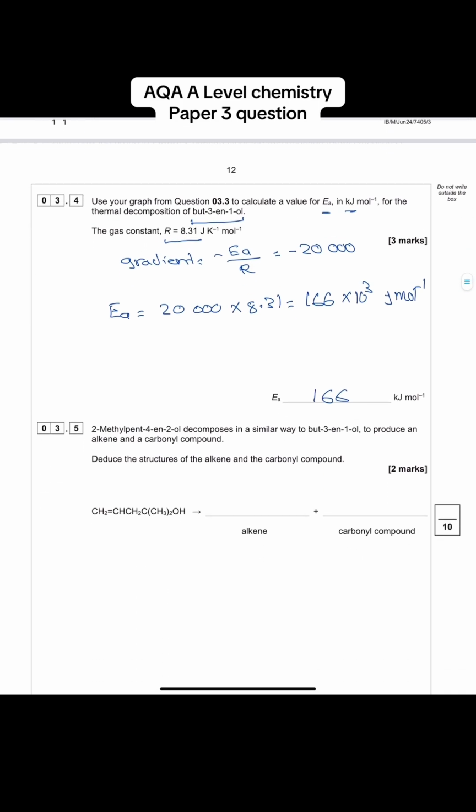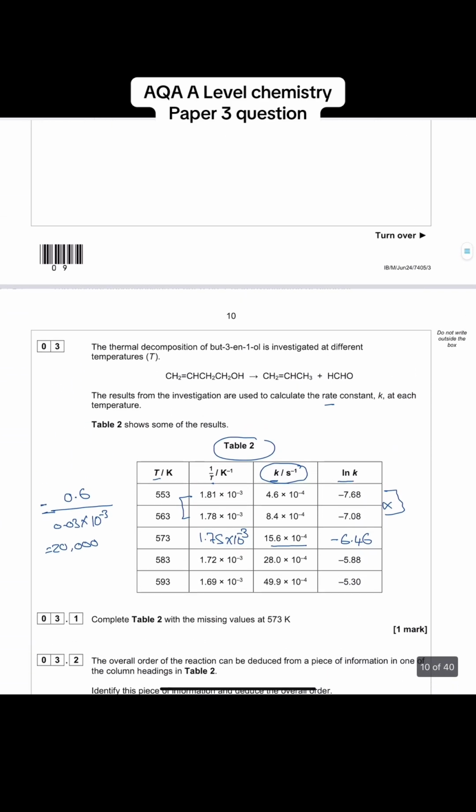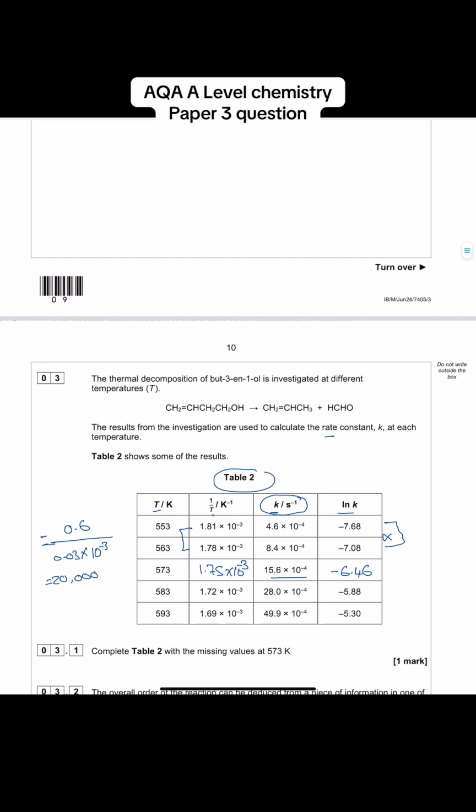Now they want you to consider a similar thermal decomposition of another compound, which is again an alkene that has an alcohol functional group as well, which is going to decompose in a similar way. So they want you to deduce the structure of the alkene and the carbonyl compound. Let's have a look at the original structure and see how it decomposes. What we can see is that this is an alkene with four carbon atoms, and it has an alcohol. What happens here is that it was broken from this carbon which is attached to the oxygen, and the other part left.